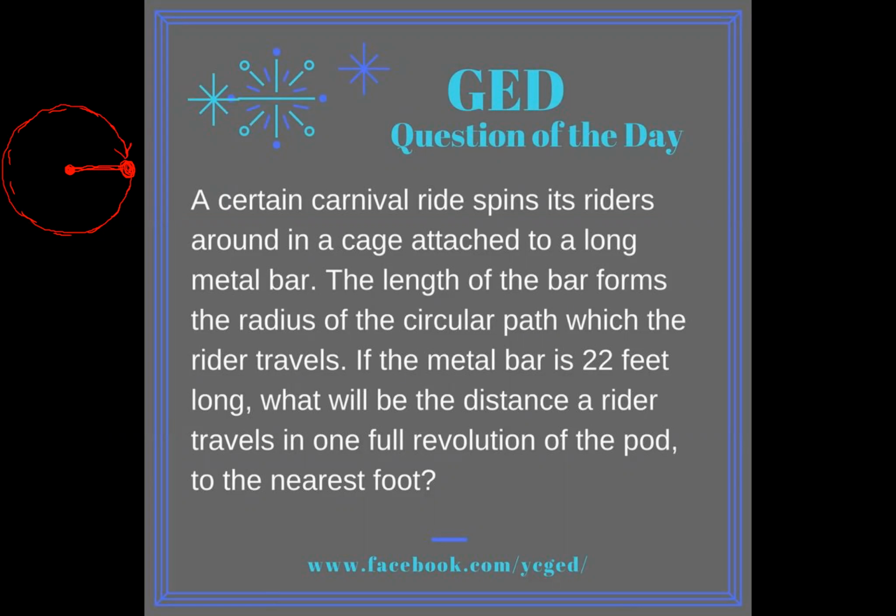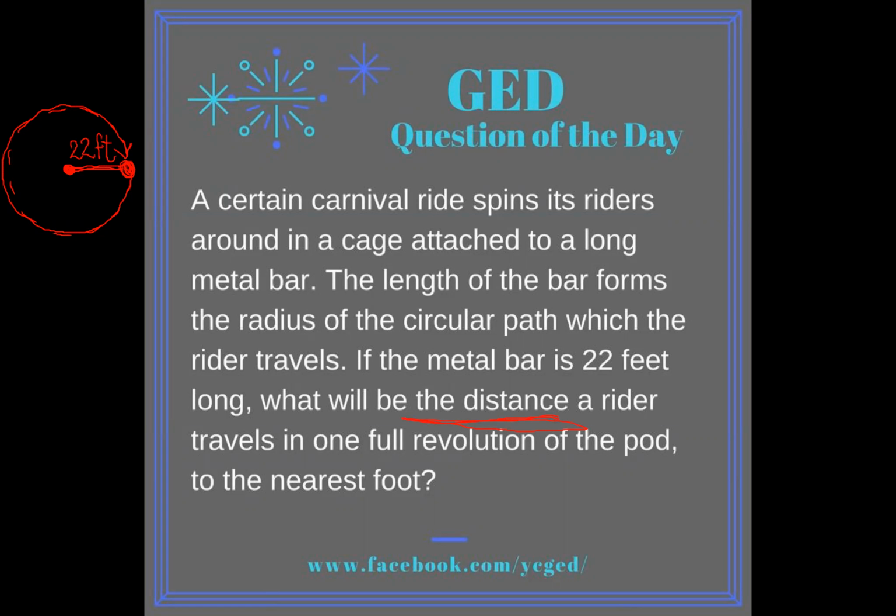And notice that it says that this bar forms the radius of a circle, which should make sense to us because the radius of a circle is like an imaginary line or a real line that goes from the center to the outside of a circle here. And they tell me that the metal bar is 22 feet long. Now, what are we looking for? Well, it looks like we're looking for the distance a rider travels in one full revolution of the pod.